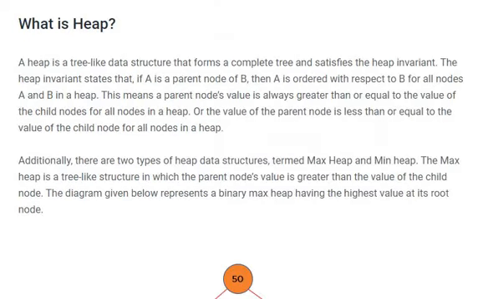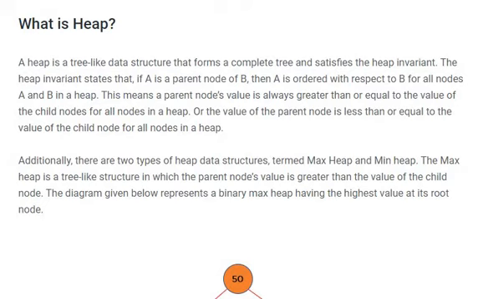So what is a heap? A heap is a tree-like data structure that forms a complete tree and satisfies the heap invariant. If A is parent node of B, then A is ordered with respect to B for all nodes A and B in a heap. The parent node's value is always greater than or equal to the value of the child nodes for all the nodes in a heap, or the parent node is less than or equal to the values of child nodes for all nodes in a heap.